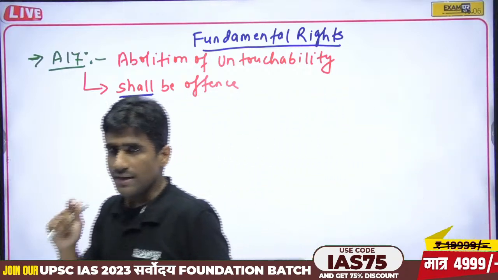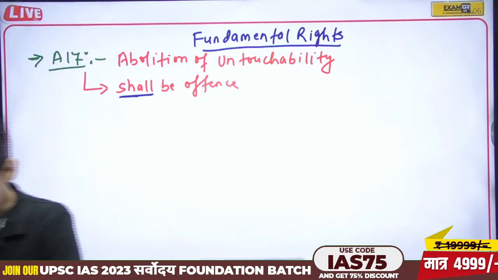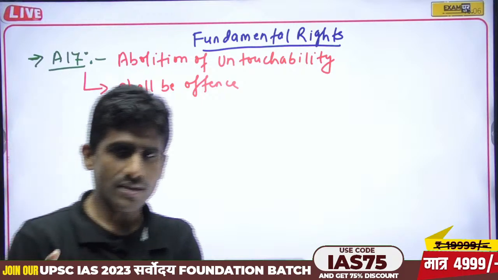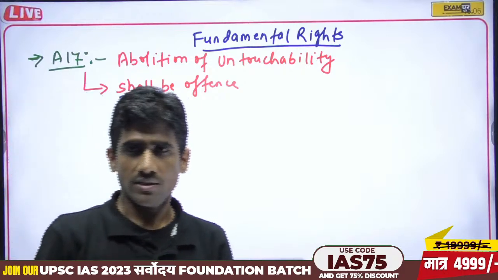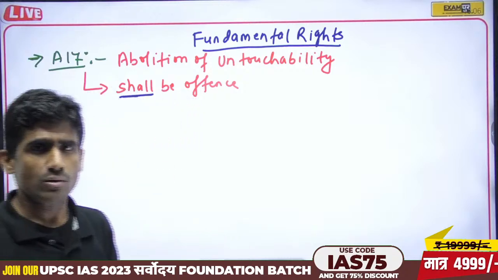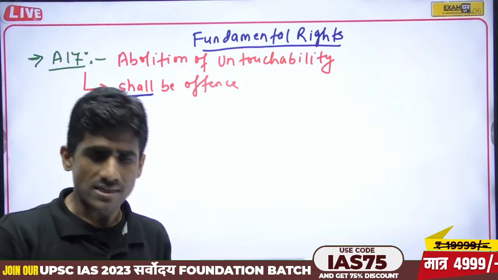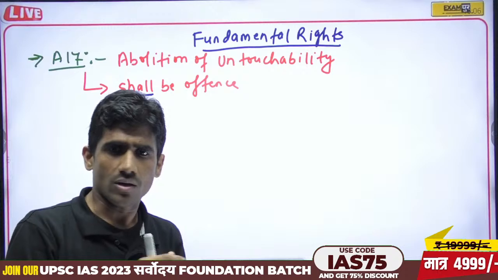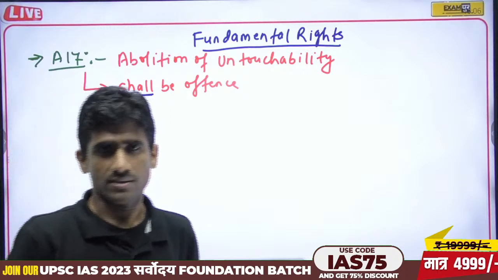First thing. Next thing is that untouchability is forbidden. But this is completely an offense. And what about the offense? Is this offense mentioned in Article 17 or anywhere else? This is the question.